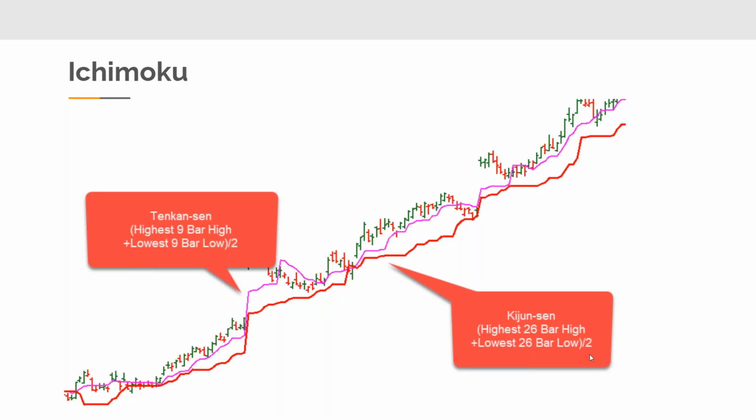The Kijun-sen is going to be the same calculation, except I'm going to take the highest high value for 26 days, the lowest low value for 26 days, and I'm going to divide those two values by 2.